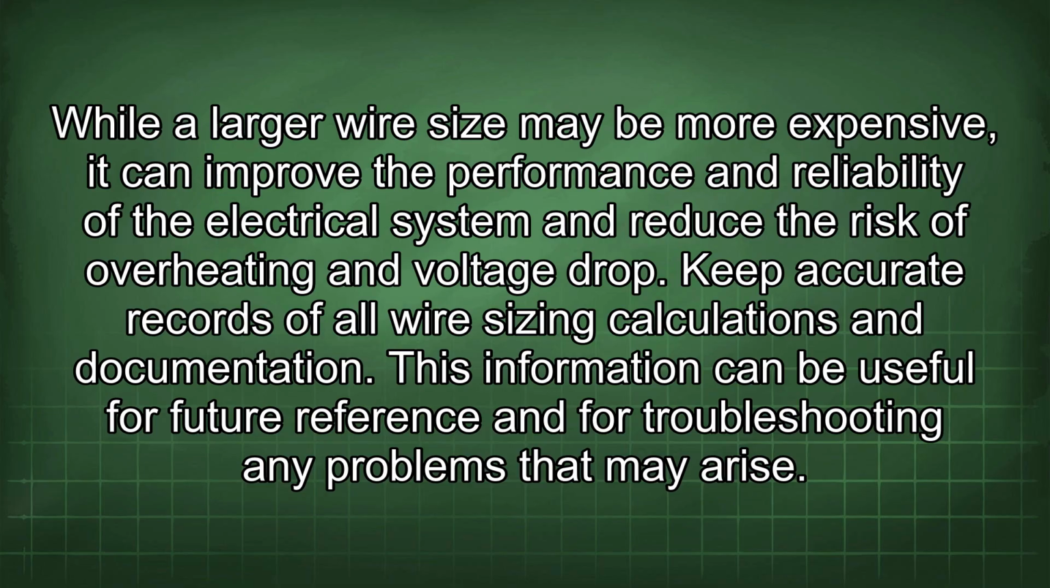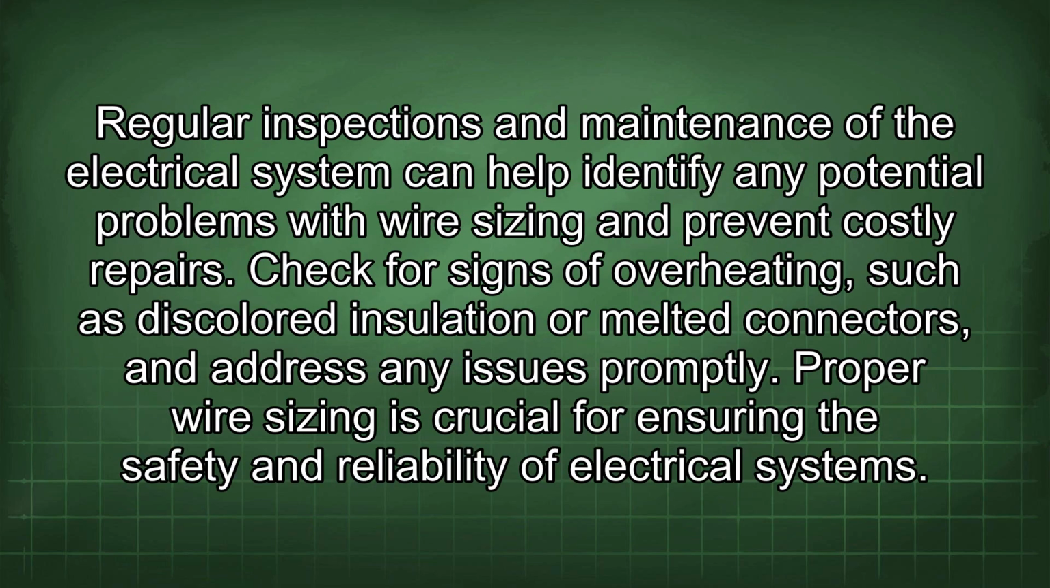Keep accurate records of all wire sizing calculations and documentation. This information can be useful for future reference and for troubleshooting any problems that may arise. Regular inspections and maintenance of the electrical system can help identify any potential problems with wire sizing and prevent costly repairs. Check for signs of overheating, such as discolored insulation or melted connectors, and address any issues promptly.